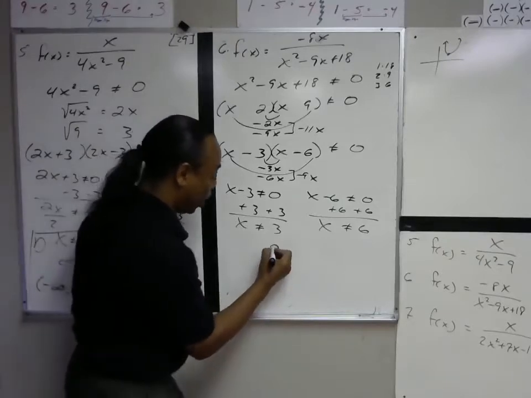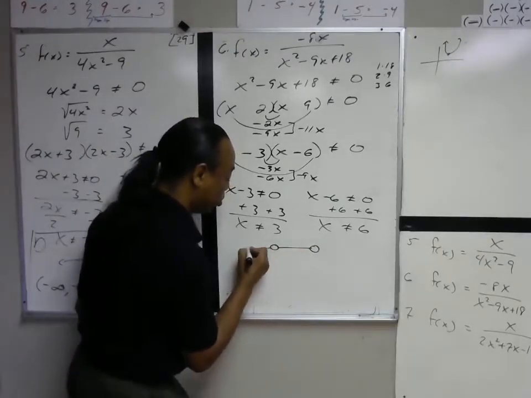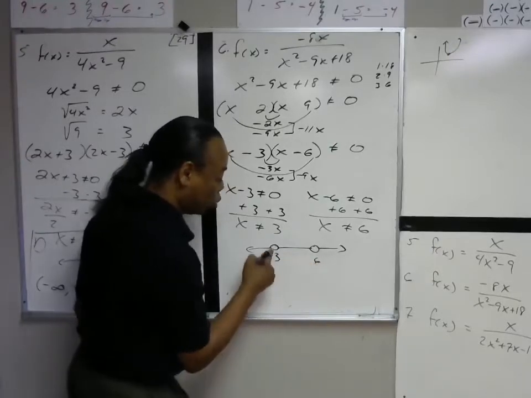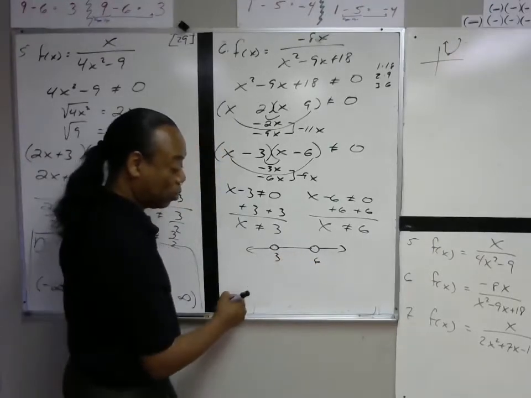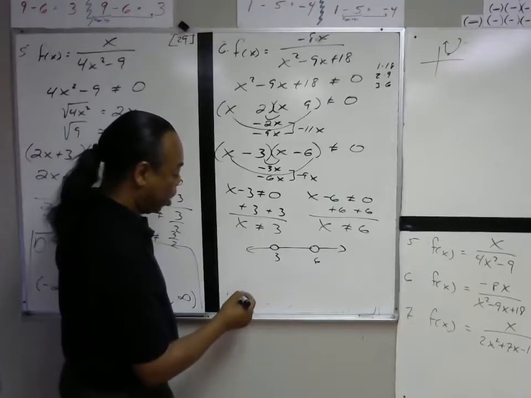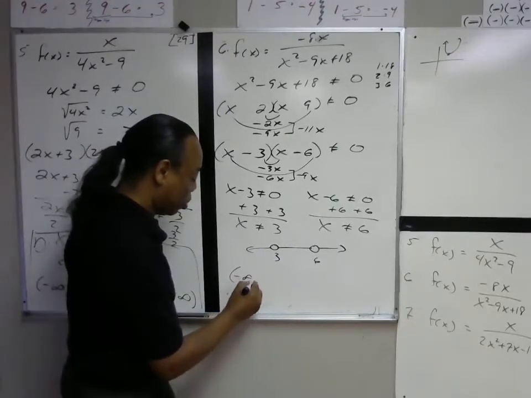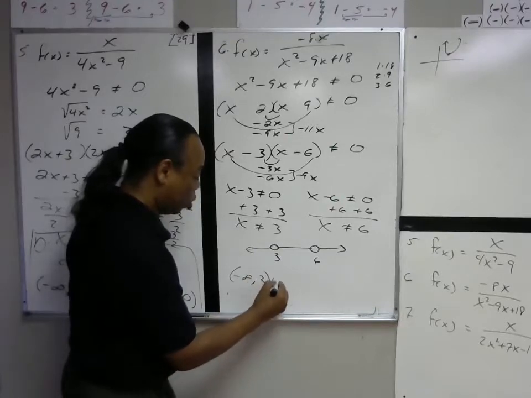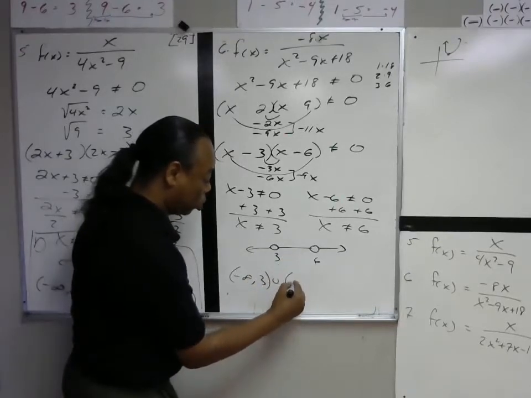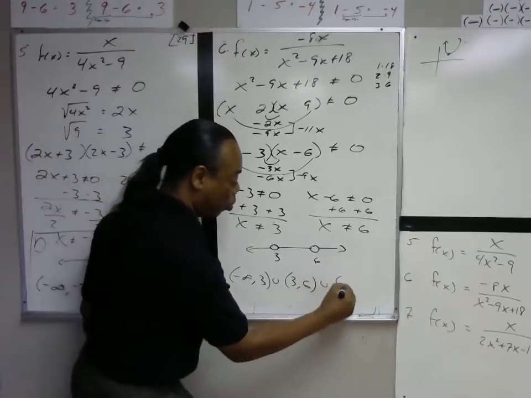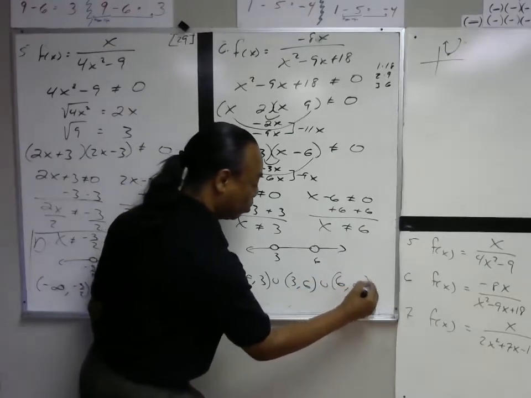So let's write a number line that excludes these two numbers. And the number line will look like this. It'll have two gaps right here at 3 and 6. Now, the interval notation for this will be negative infinity to 3, union with the middle part, which is from 3 to 6, then union with the last part right here, which is 6 to positive infinity.